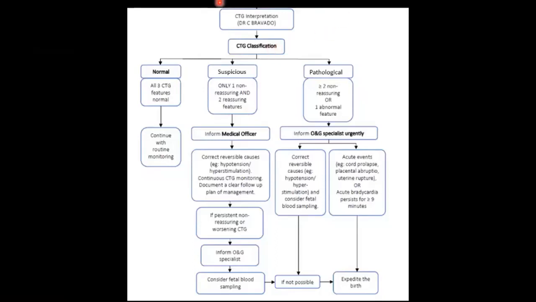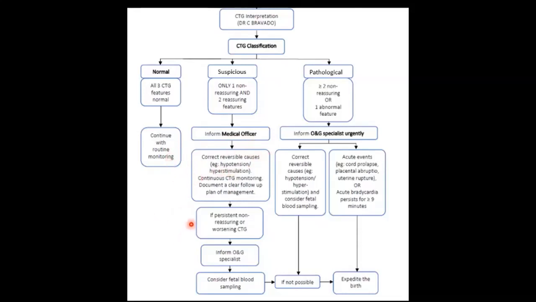This is what you should do. For a patient who came in and you do a CTG, you need to interpret it with DR C BRAVADO. Then after you have interpreted, you need to classify it into normal, suspicious, or pathological. If it is normal, then you can continue your routine monitoring. If it is suspicious, you inform your MO, and then you need to find out, is there any reversible cause? Whether there is hypotension, hyperstimulation, then you still have to continue the CTG monitoring. You need to document, and after you have identified the reversible cause, you need to do some conservative measures.